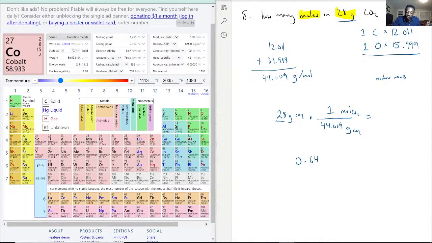Let me just cross it out to make sure we got our units. Yep, 0.64 moles of CO2, and this right here should be our answer for number 8. So let's see how they did it.